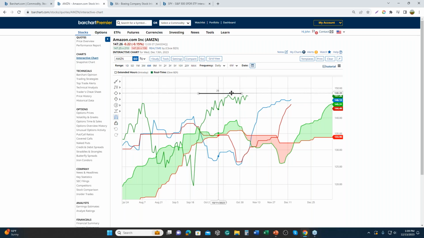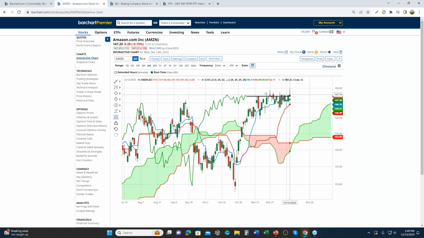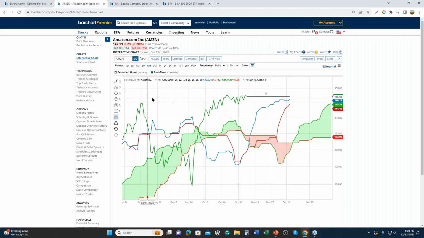So what I did is I drew a little line here that says 26, and I'm going to put it at the end of our lagging span, right there. And I'm going to turn our chart back on, and you'll see there's current price, and this green line is displaced by 26 periods. Now we're going to go into more detail on what each one of these means, and then the cloud, what that represents. So we have a green line, that's our leading span A, and a red line, which is our leading span B.